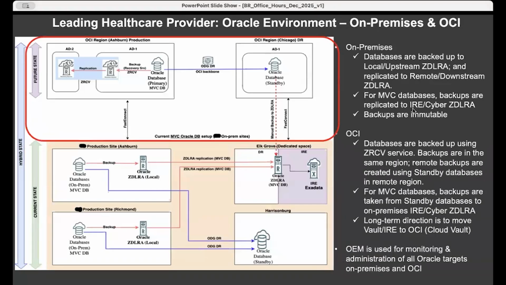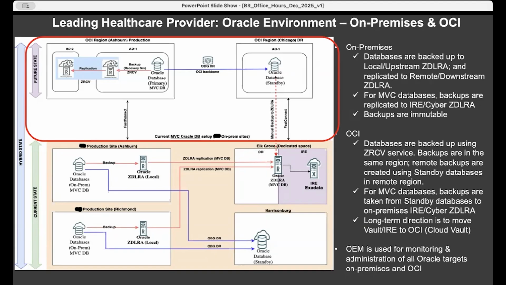Now, OCI Cloud is our future preferred platform for Oracle databases. We have already migrated hundreds of databases. This is a multi-year project, but our future state is to completely migrate everything from on-premises to OCI. Now, on the OCI side, the setup is similar.